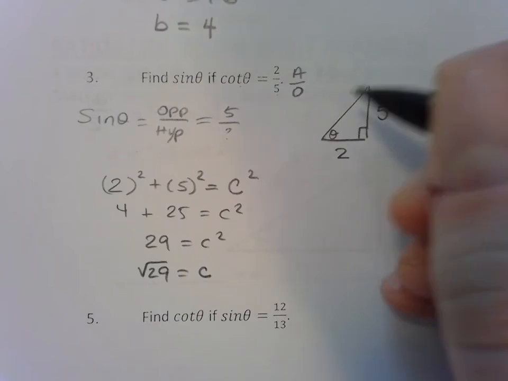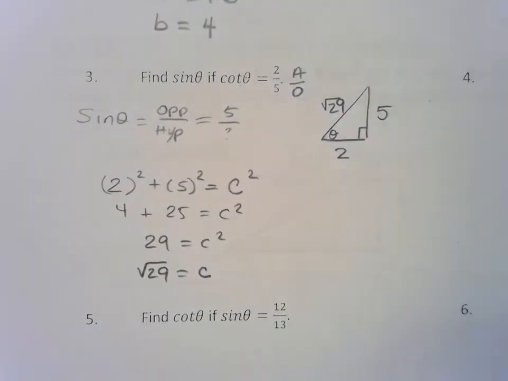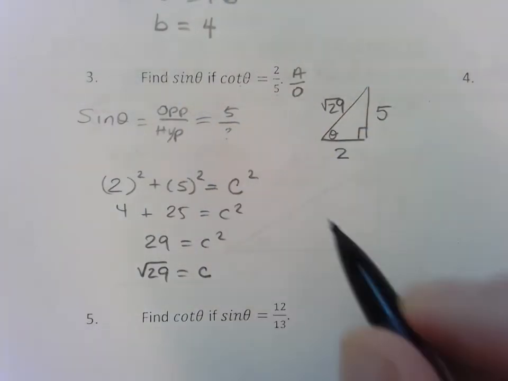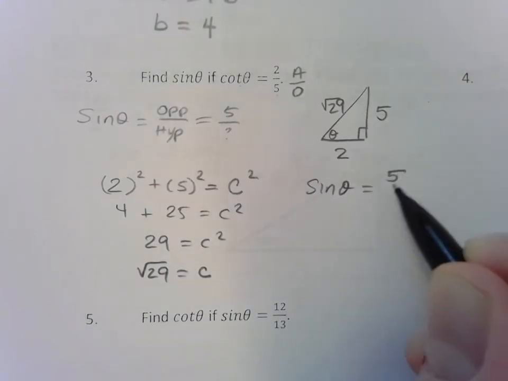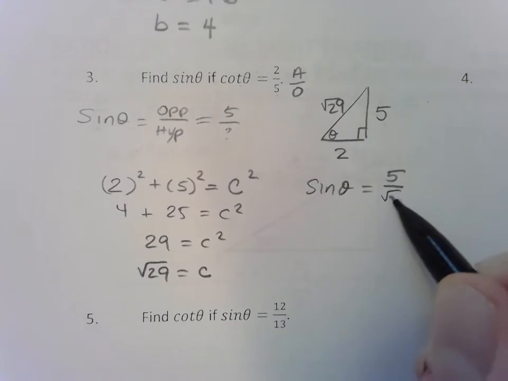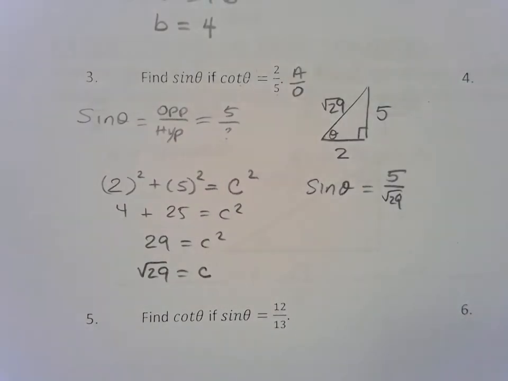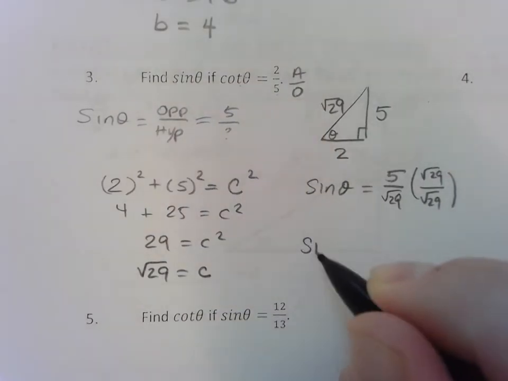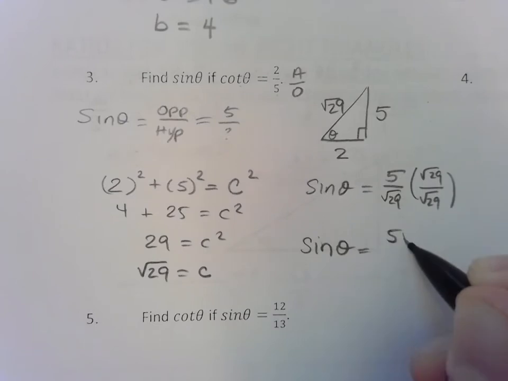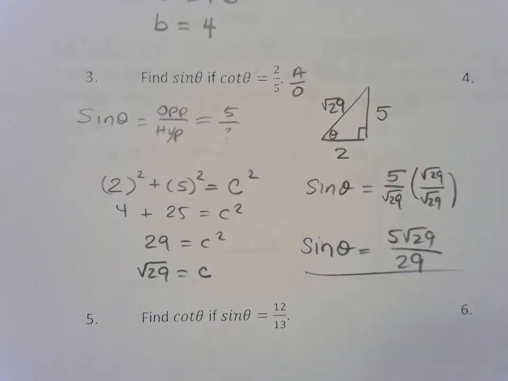So we have the square root of 29 here. The sine of theta is opposite over hypotenuse. The problem with this answer is, what we said is, we need to have rationalized denominators. We're going to multiply by root 29 over root 29. Our final and best answer is 5 root 29 divided by 29. And this is our answer for number 3.